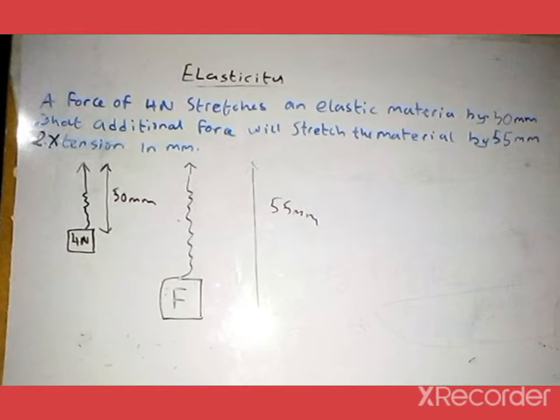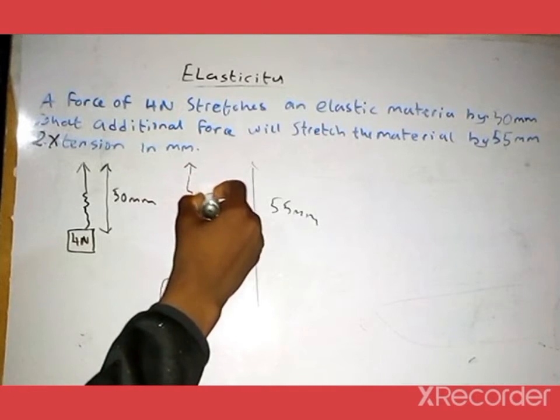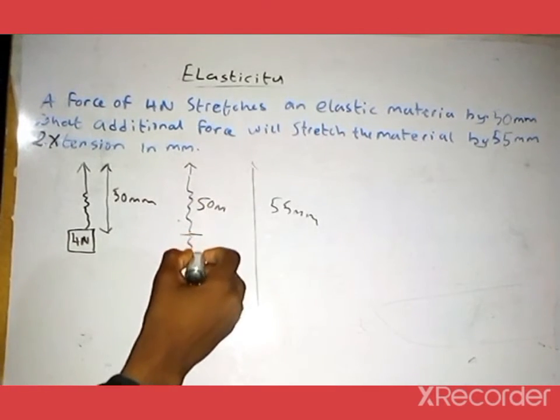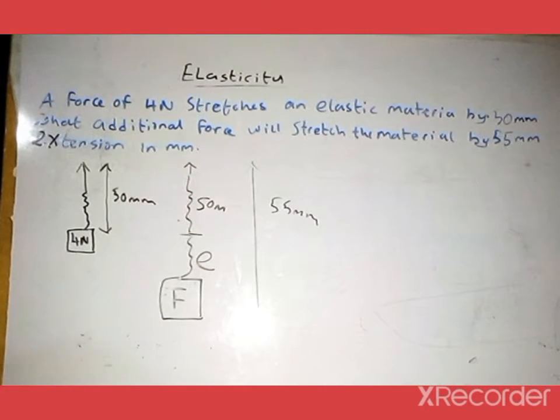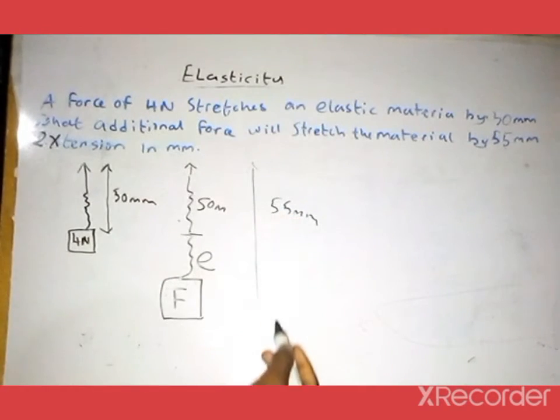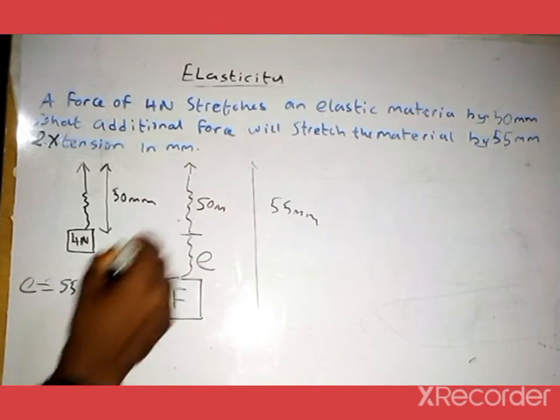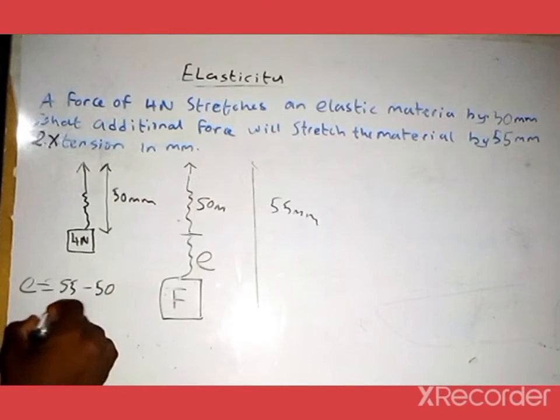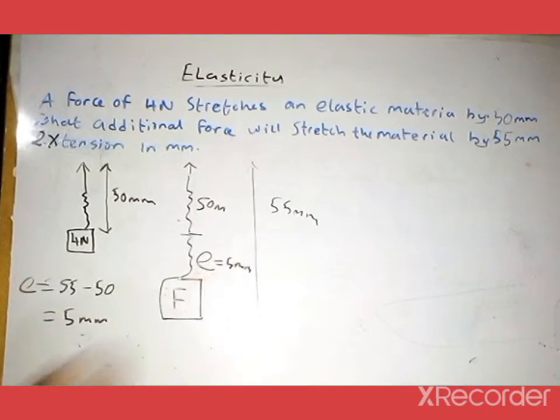But there's one thing. From this place to this way, we have already gone 50 mm. So what is the additional extension? It is the additional extension we will use to calculate the force. This is the final extension, so our E will now be equal to 55 minus 50, which will be equal to 5 mm. And this place will now be 5 mm.